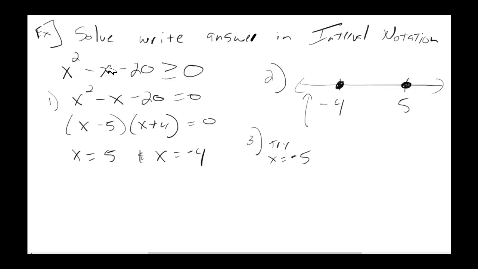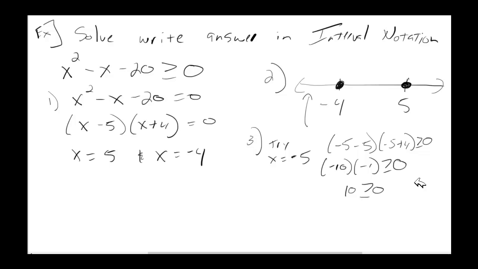This x squared minus x minus 20 is equal to x minus 5 times x plus 4. So I'm going to plug it in, minus 5 minus 5, parenthesis, minus 5 plus 4, and I'm going to see if this actually turns out to be greater than or equal to 0. So here I get minus 10, here I get a minus 1. Multiply them together, I get 10 greater than or equal to 0. That's true, it works, so I know this whole space over here I want it.